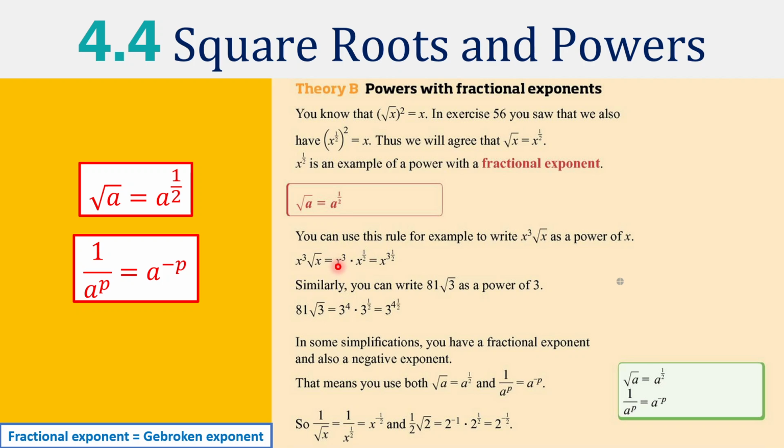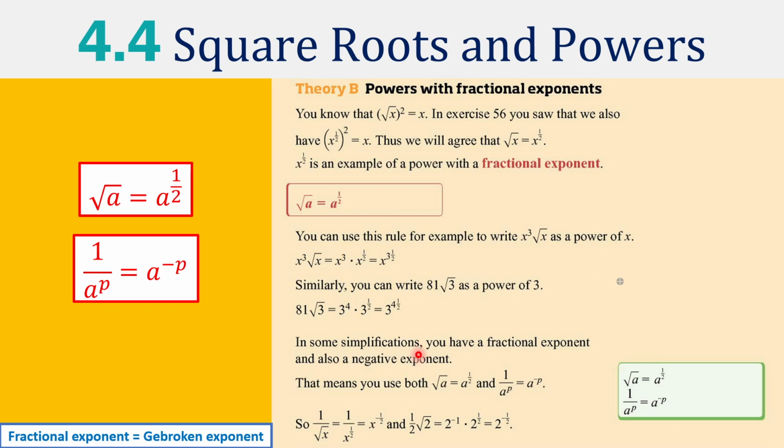And here I can add the indices, the exponents we call them in version 12. So power of 3 plus a half is x to the power of 3.5. The same way we can write that with numbers. We can write 81 root 3 as a power of 3, because 81 can be written as 3 times 3 times 3 times 3, otherwise known as 3 to the power of 4, times root 3 is 3 to the power of a half. Add the indices. I again say indices, I of course mean exponents. 3 to the power of 4.5.